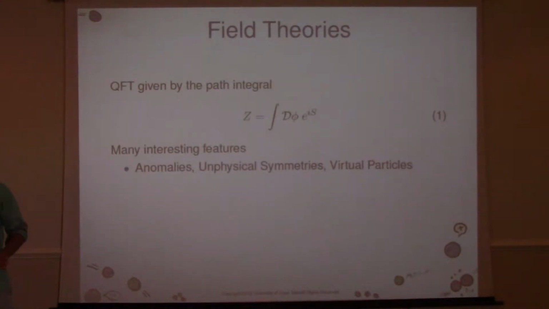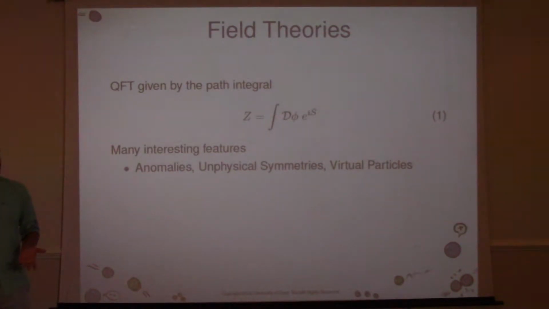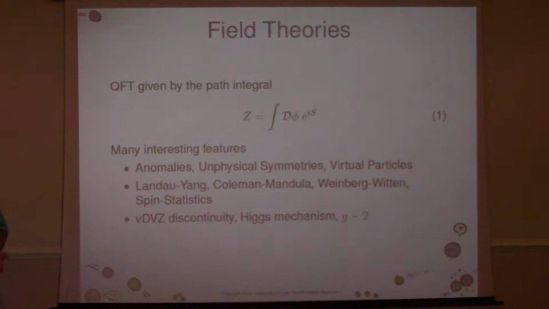However, field theories, the kind that we're usually interested in, are given in terms of path integrals, and they have a host of very interesting features. For example, if you take the path integral formulation, you'll find anomalies, you'll find gauge symmetries, you'll find virtual particles. There are a whole bunch of theorems that you can derive, like the Landau-Yang theorem, Coleman-Mandula, Weinberg-Witten, spin statistics, etc. There's the VDVZ discontinuity that I'm going to talk about. There's also the anomalous magnetic moment and the Higgs mechanism, all these sorts of things.